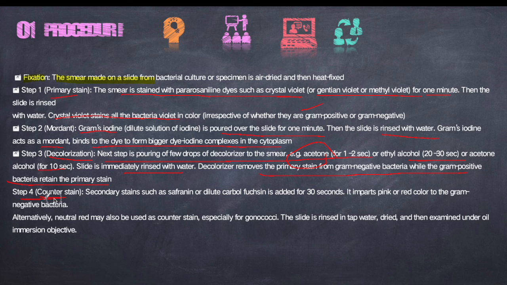The fourth is counter stain. The counter stain can be a secondary stain such as safranin or dilute carbol fuchsin, added for 30 seconds. It imparts the pink or red color to the gram negative bacteria. Alternatively, neutral red may also be used as counter stain, especially for gonococci. The slide is rinsed in tap water, dried, and then examined under oil immersion objective.